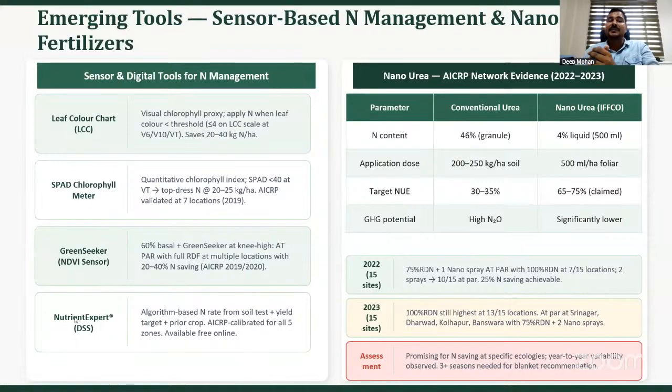The result was good, but in 2023, at the same 15 locations, we carried out the same experiment, and now the 100% RDN is showing better results. So what we assess is that the technology may be promising, but we need to carry out more trials, at more locations, and over more years before recommending it to the farmers.